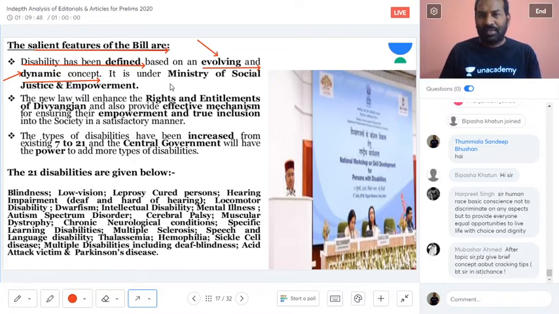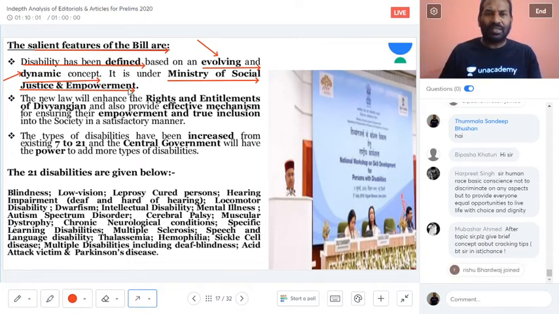And it is under what? This Act, everything is under the Ministry of Social Justice and Empowerment. So this is again from the prelims point of view, persons with disabilities under the Ministry of Social Justice and Empowerment. And the new law will enhance the rights and entitlements of Divyangjan. This is the term used by our Prime Minister Narendra Modi, Divyang, not Vikalang. Please do understand, everyone. Based on this there could be a question in the prelims, because our Prime Minister Narendra Modi has used the word Divyang, not Vikalang, for persons with disabilities.